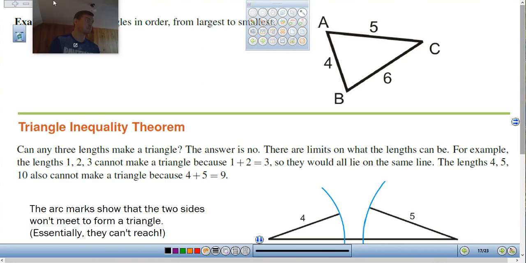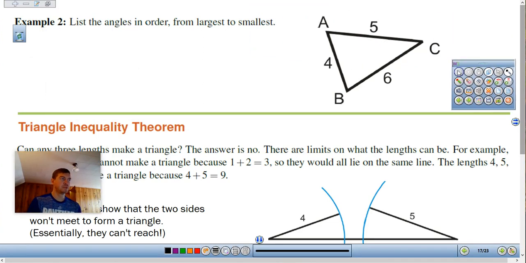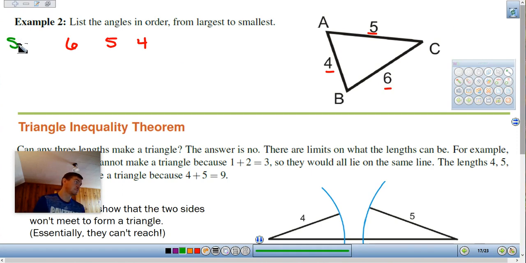Let's go to the next example here. List the angles in order from largest to smallest. We have 4, 5, and 6. Largest to smallest, though, would be 6, 5, 4. But this isn't the answer. Those are the lengths of the sides. They want the angles.